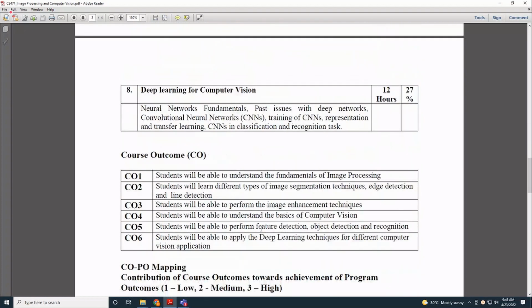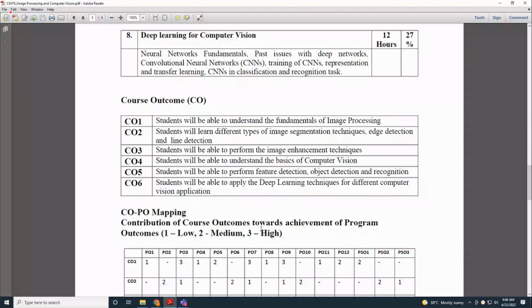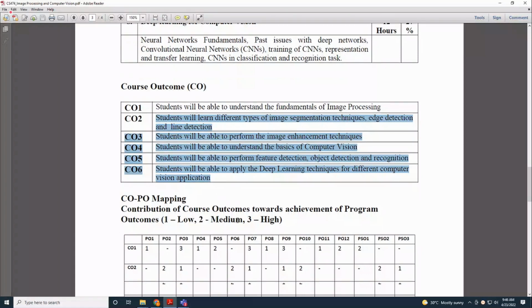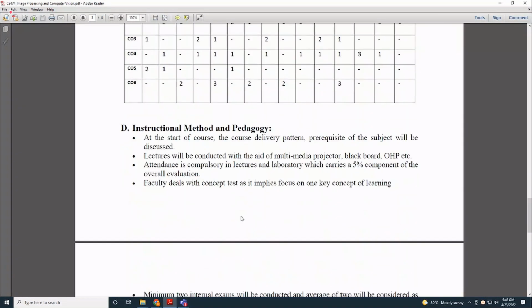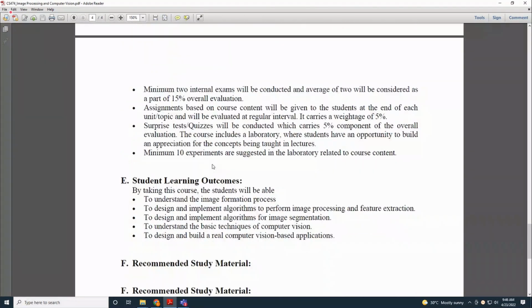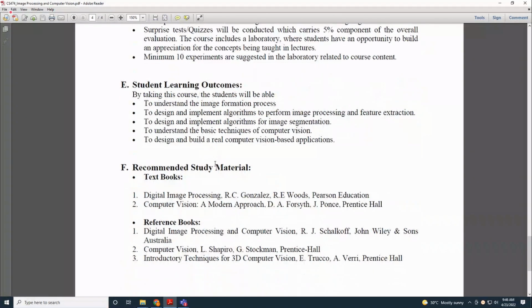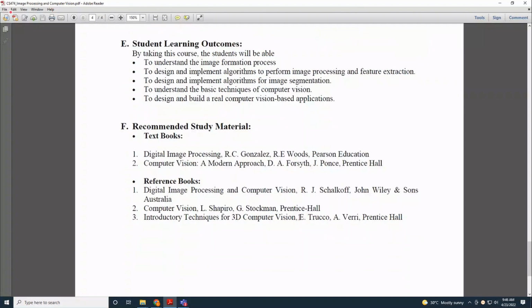Okay, so these are the 8 chapters we'll be having, and this is the course outcome you will be receiving at the end of your course curriculum. That is just mentioned over here. When we share the syllabus, the number of standard books referred for image processing and computer vision is also mentioned. You can go through that and later refer to the concepts we have given to you.